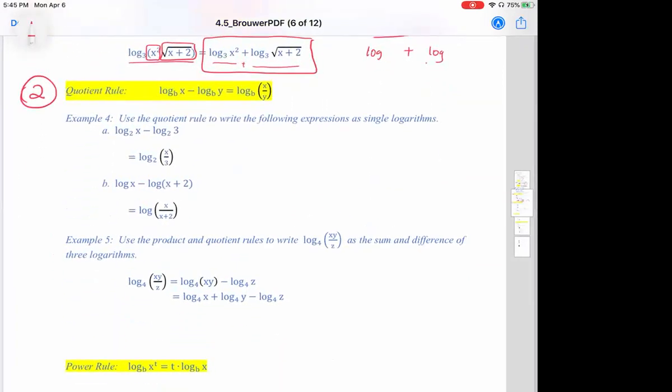Our quotient rule is if I have 2 logs with a minus, I can rewrite it with 1 log using division. And it's always going to be your first divided by your second.